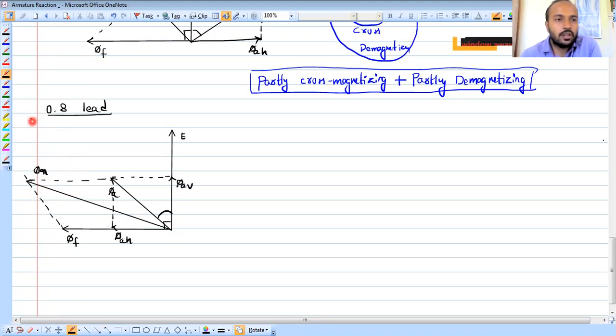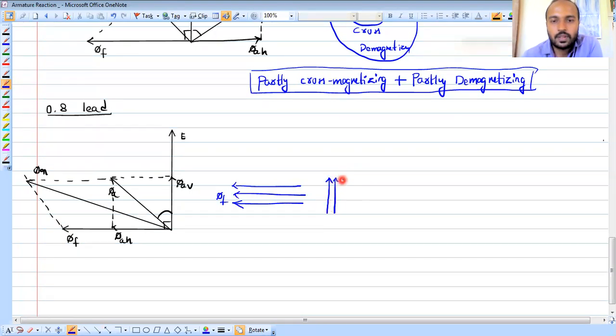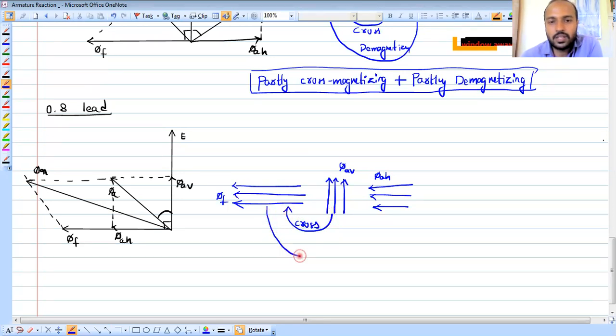Okay. And if you observe the effect of armature reaction, our main field flux is moving in this direction. phi f is the main field flux. It is moving in this direction. And coming to the armature flux, you resolve that one into two components. Vertical component, it is moving in upward direction, and horizontal component moving in the same direction of main field flux. If you compare these two, you get cross magnetization effect. If you compare these two, you get magnetizing effect, right?